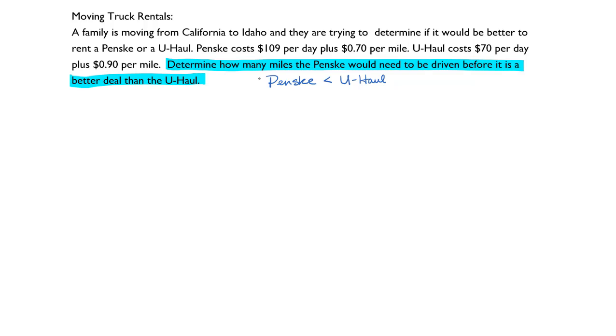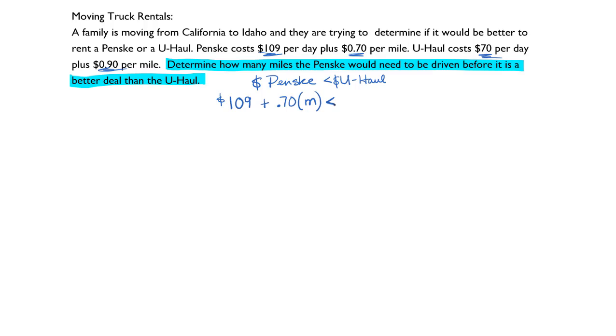So the cost for the Penske needs to cost less than what the U-Haul would cost, and that will depend on how many miles we drive them, because notice that the cost per mile is not the same, and neither is the rental. So they have very different scenarios. We're first going to list the Penske costs, $109 for a day, plus 70 cents per mile. And I'm just going to write M for miles here. Don't get confused by that with slope or anything like that. It's just a letter representing the distance traveled.